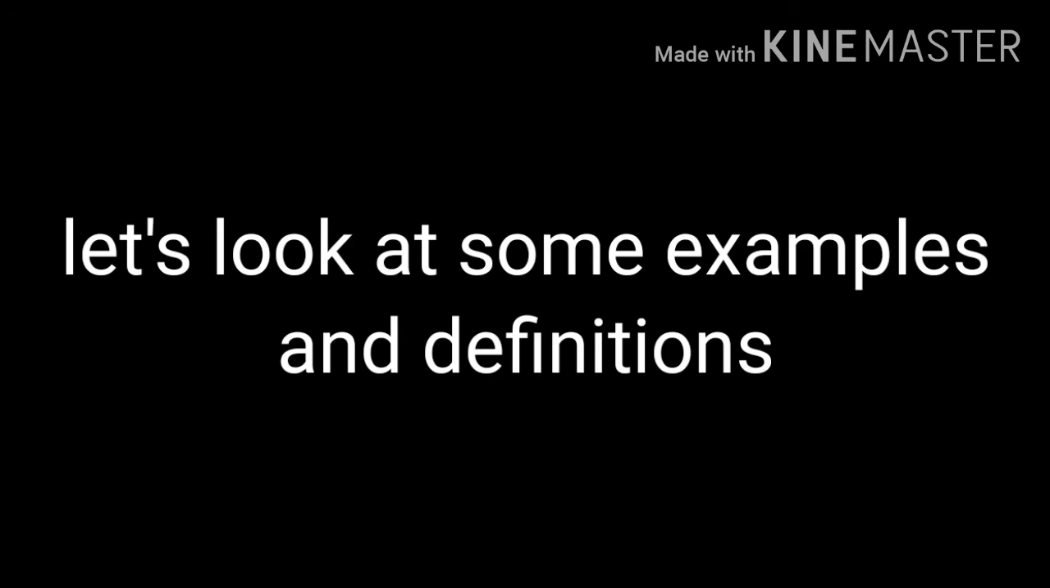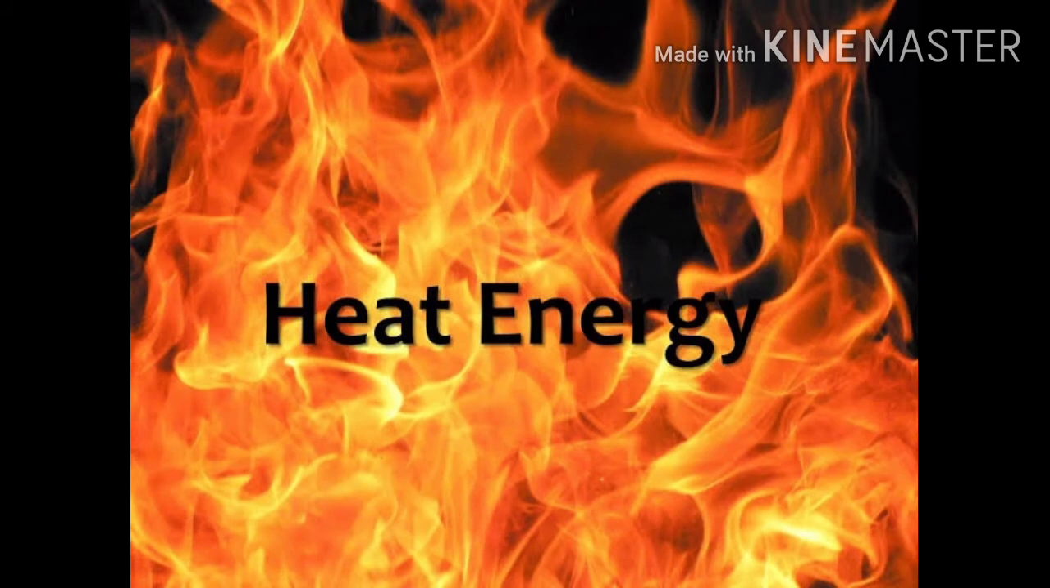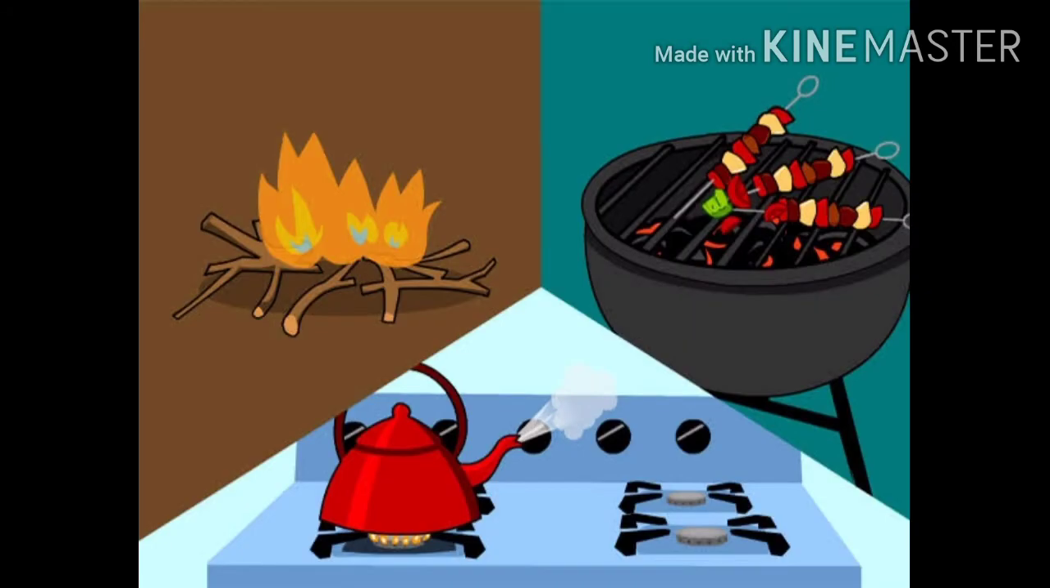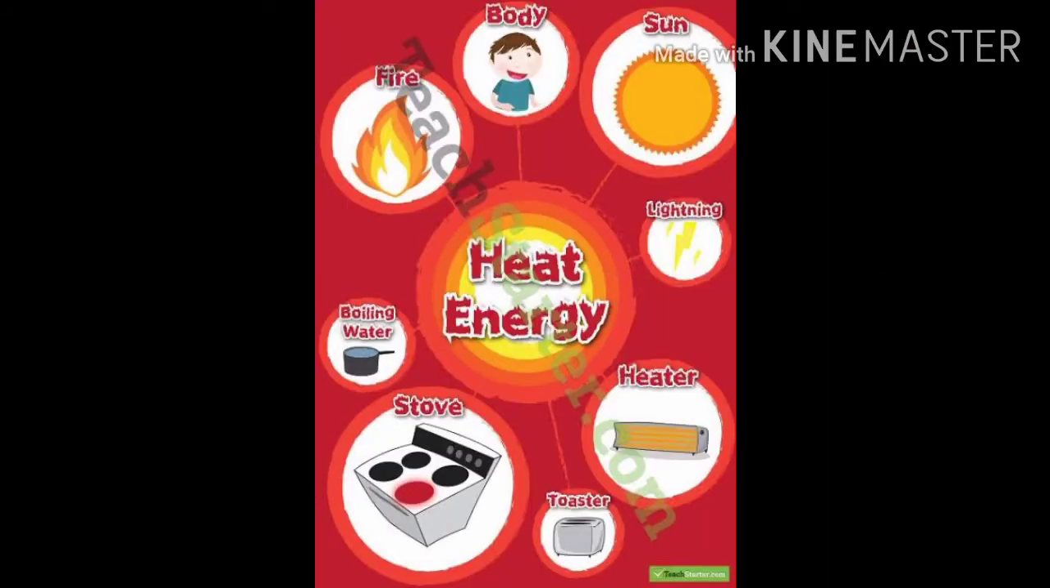Let's look at some examples and definitions. Heat energy. Heat is a form of energy. We use heat to cook food. A gas stove converts the chemical energy of liquefied petroleum gas, or LPG, into heat. Examples are stoves, fire, the sun, etc.